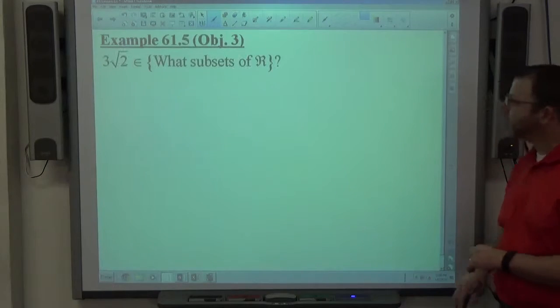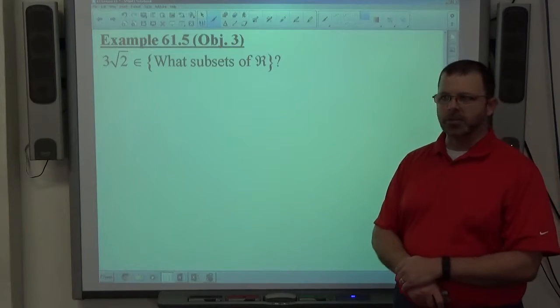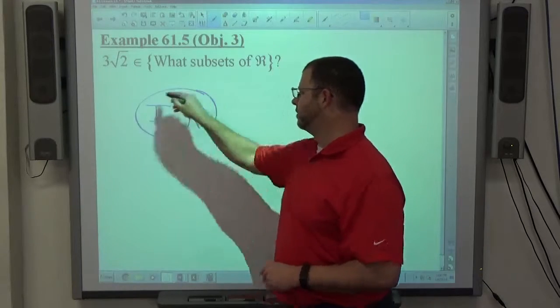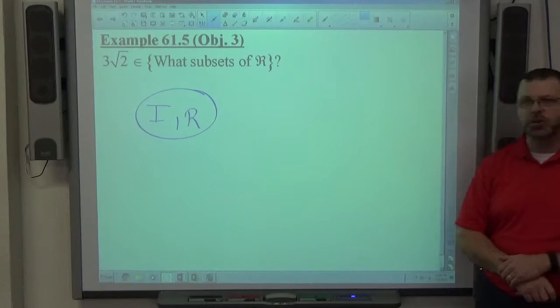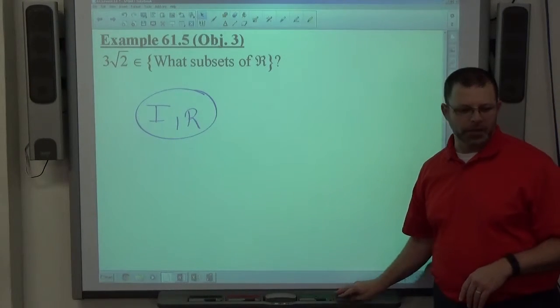All right, example 5. 3 square root of 2. Is it rational or irrational? Irrational. As soon as you say it's irrational, I is your answer and you're done. Square root of 2 doesn't evaluate to some pretty number like 2 or 3 or 4 or 5. So it's going to be irrational and therefore also real.